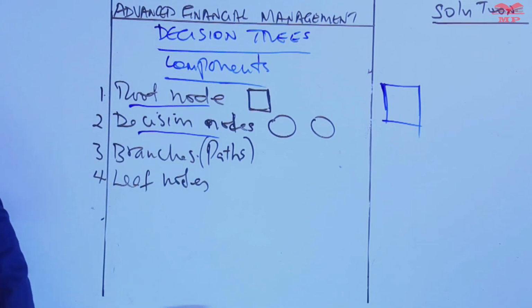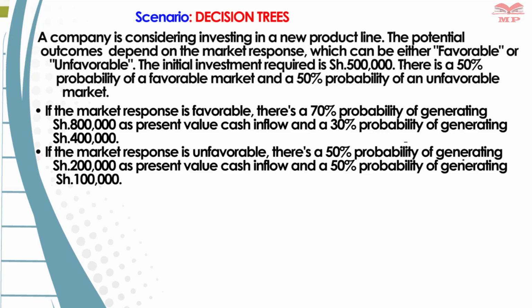What is the initial decision or the problem? Do I have the question? A company is considering investing in a new product line. The potential outcomes depend on the market response, which can be either favorable or unfavorable. The initial investment required is 500,000 mafarangas or shillings. Listen to that language. The initial investment.